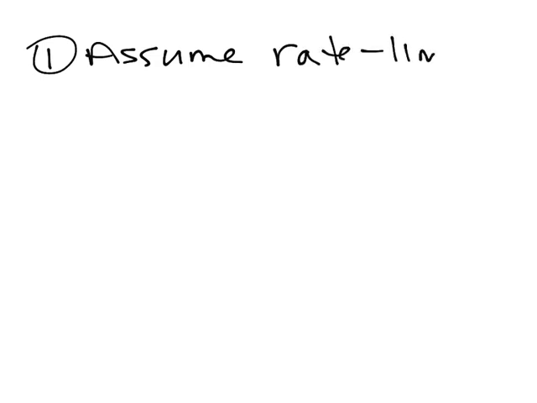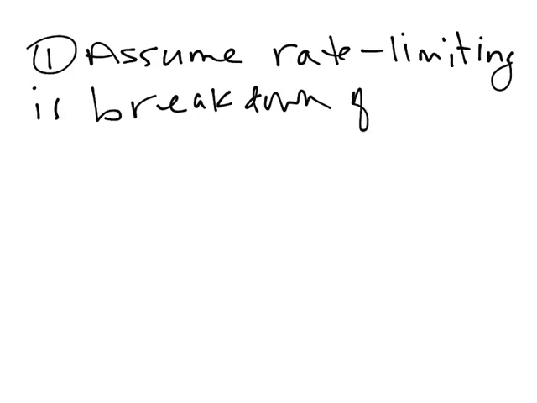So again, to derive this relationship, we've got to make some assumptions. And again, we're going to find out that these assumptions are going to be reasonable based on experimental data and how it matches up with this Michaelis-Menten rate equation that we're going to derive. So the first assumption that we're going to make in this derivation is that the rate limiting step in this sequence of events is the breakdown of the enzyme substrate complex.